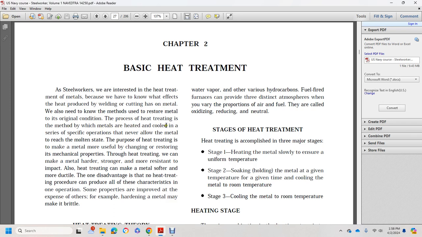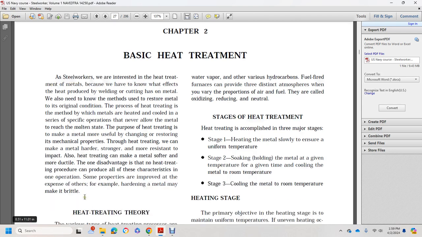Heat treating is a process in which metal is heated and cooled in a series of specific operations, never allowing the metal to reach a molten state. The purpose of heat treating is to make the metal more useful by changing and restoring mechanical properties. Through heat treating we can make the metal harder, stronger, and more resistant to impact. Heat treating can also make a metal softer and more ductile. One of the disadvantages is that no single heat treatment procedure can produce all of these characteristics. In one operation, some properties are improved at the expense of others. For example, the hardening of metal may make it brittle.